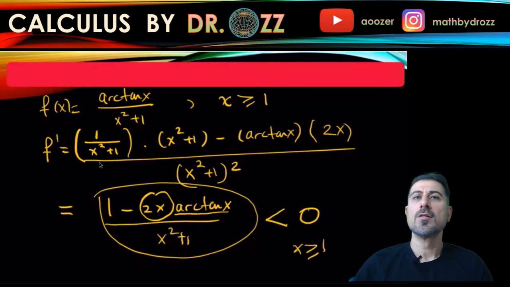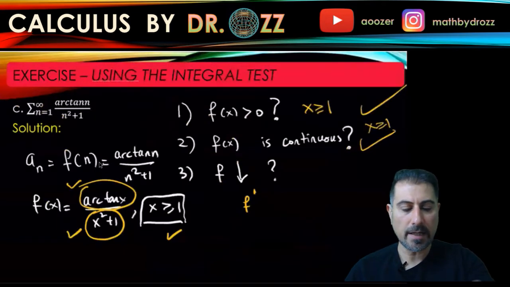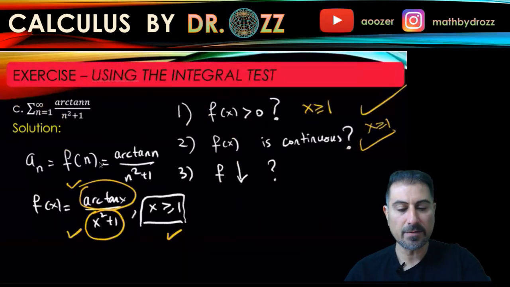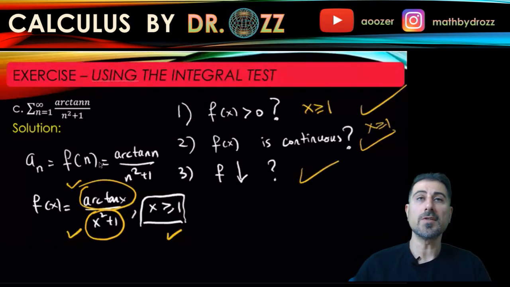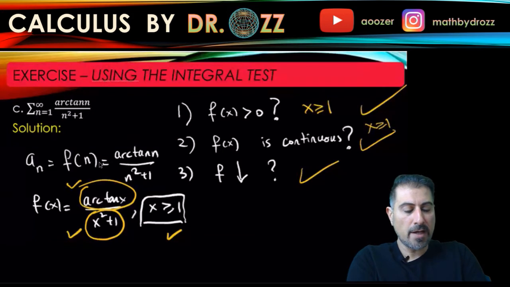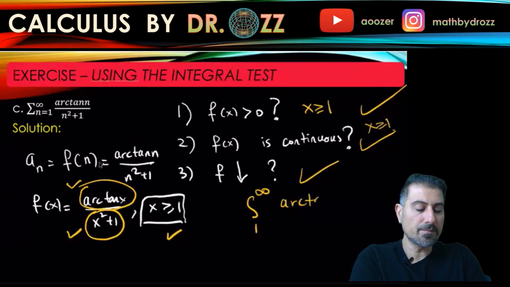Okay. So going back to the discussion here, that f prime is negative, so f is a decreasing function. So all three conditions of the integral test are met. So then we're going to go ahead and look at this improper integral.